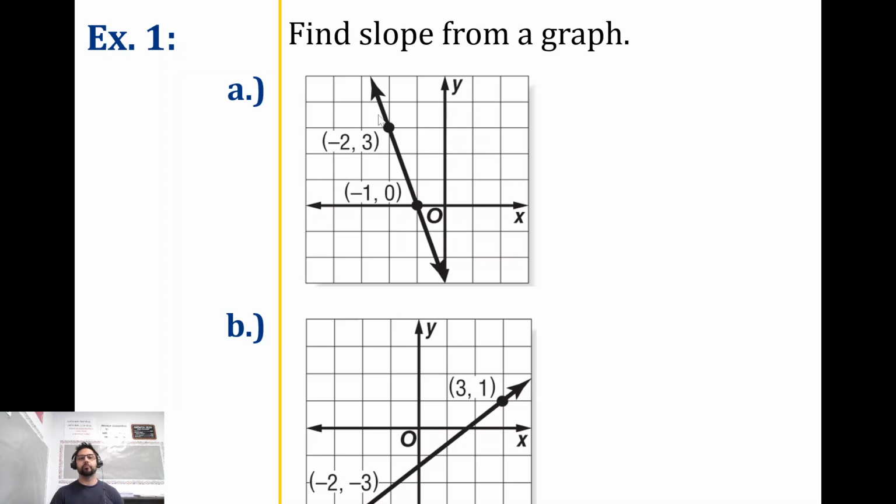So let's count our rise. So we put the pencil here. So rise would be 1, 2, 3. But since it's counting down, the rise would be negative 3. And then I travel to the right 1 box. So negative 3 over 1, which really becomes negative 3.